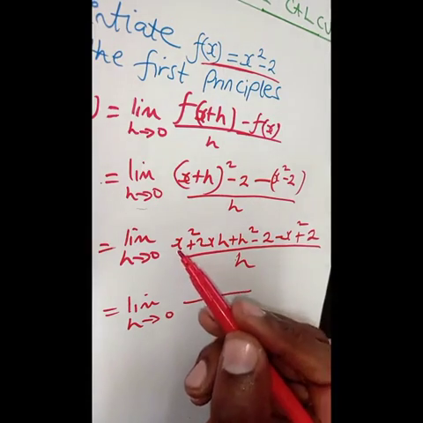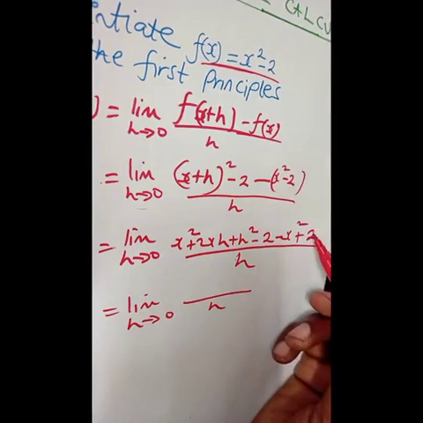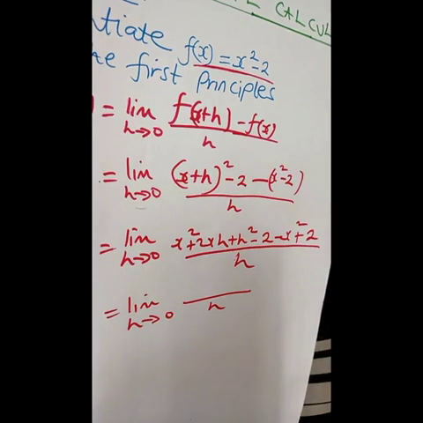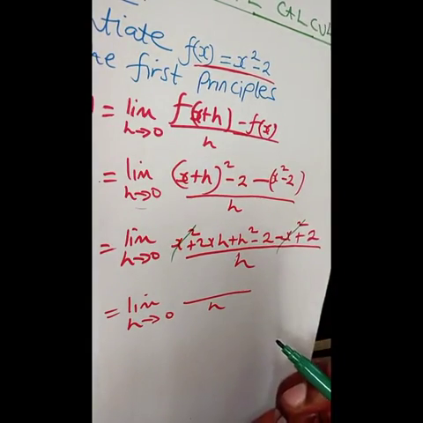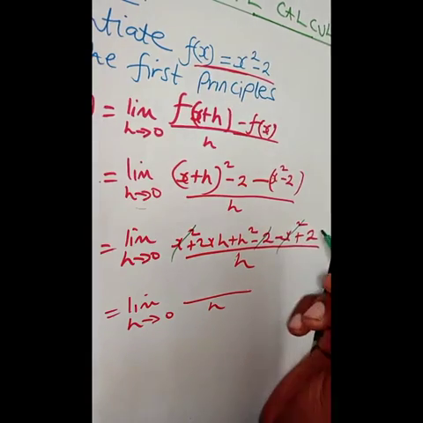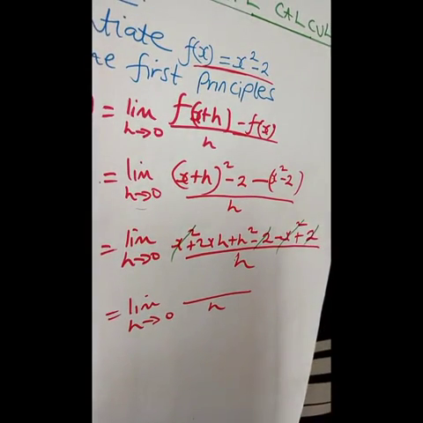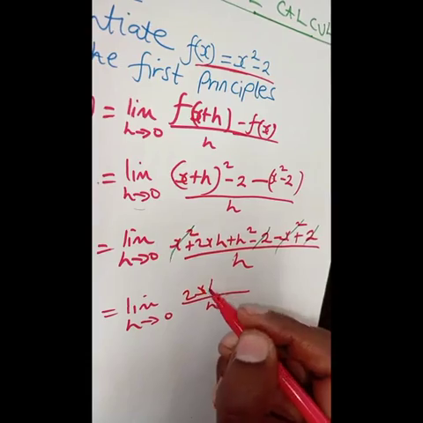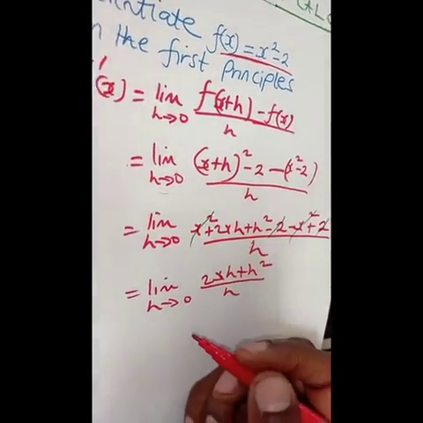If we were to group like terms here, x squared and minus x squared, they can cancel. The negative x squared and x squared will cancel. Also a negative 2 and a plus 2, they can cancel if we group them. So it means you have remained with 2xh plus h squared.